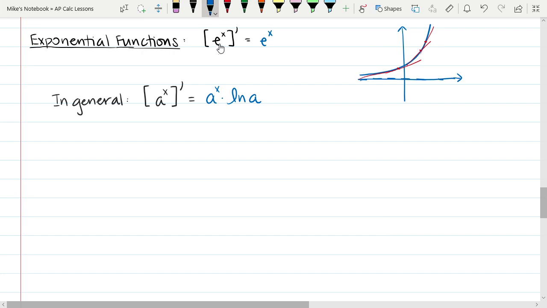Okay, and again, if you think about this, if the base were e, this would still say a e to the x times the natural log of e, but the natural log of e is just 1. So you're going to end up with e to the x. So again, if you're feeling overwhelmed with how much you're trying to memorize, then I would suggest just memorizing this general formula. And that way, if you get an e to the x, it's still going to work out for you. All right, so let's go ahead and look at several examples involving exponential functions.